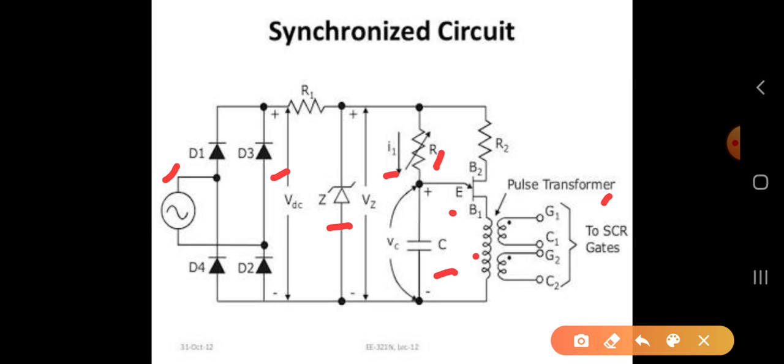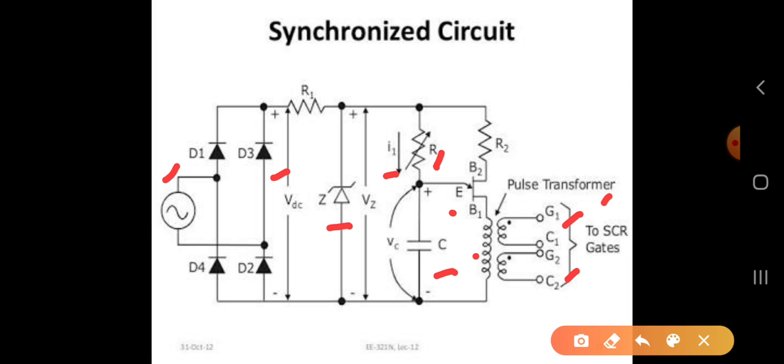Where we are giving this gate triggering pulse, here you can see these are the terminals. So what we have done in our circuit, we have a rectifier which is giving the voltage to the Zener diode, and this Zener diode voltage is given to the UJT, and also through the resistor, the capacitor is going to be charging. So when the capacitor charges to the peak voltage, the UJT starts conducting. UJT acts as a switch here.